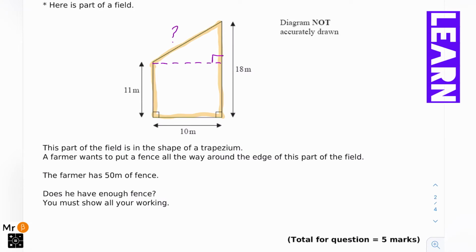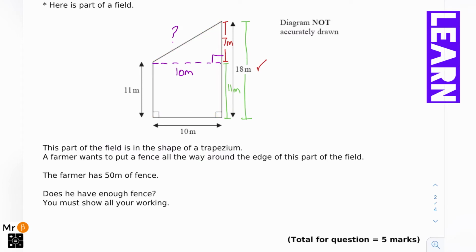Well, we know from properties of a rectangle that this length here must be exactly the same as our bottom length, as opposite sides are equal, so that would be 10 metres. We also know that the total length of this shape is 18 metres, and up to the top of the rectangle here is 11 metres. Therefore, the height of our triangle must be 7 metres, because 7 plus 11 gives us our 18.